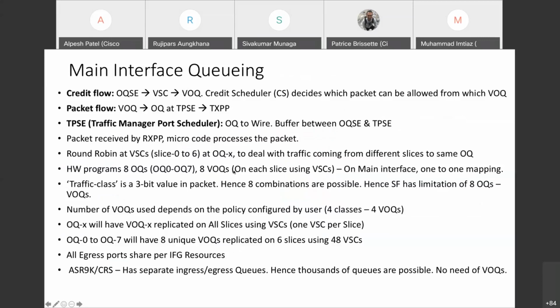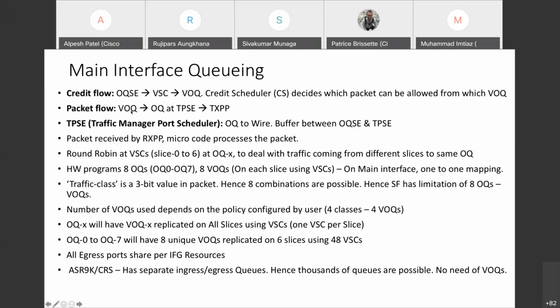So how does the credit flow? We already touched upon that, but the output queue scheduling element sends or generates the credits via VSC. It goes to the VOQ, and the credit scheduler decides which packet can be allowed from which VOQ. Again, that is based on your configuration. We'll take a couple of examples: if we configure P1, P2 along with the rest of the normal priority without changing any weight, versus P1 and P2 and the rest of the classes having different weights. How that works out, we'll talk about with the show commands as well, if time permits today, otherwise in the next session. But this will be very clear from some of the show commands.